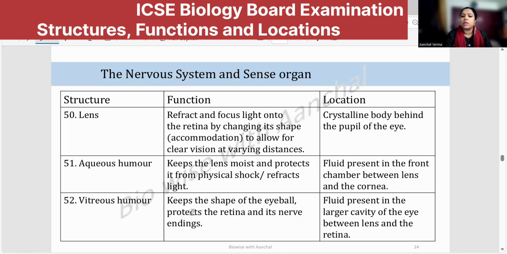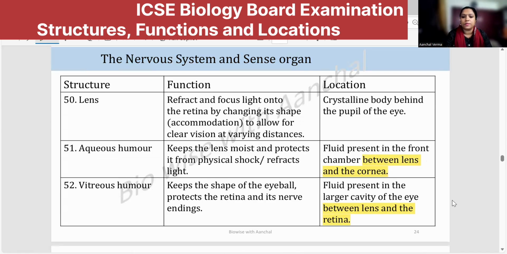So vitreous humor keeps the shape of the eyeball and protects the retina and its nerve endings, and it is present in the larger cavity that is called the vitreous chamber of the eye. And this is important. Where is it present? Between the lens and the retina, while aqueous humor is between the lens and the cornea. So this part is very important when you write the answer.